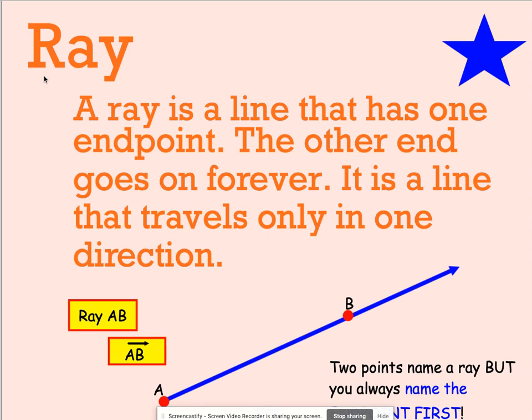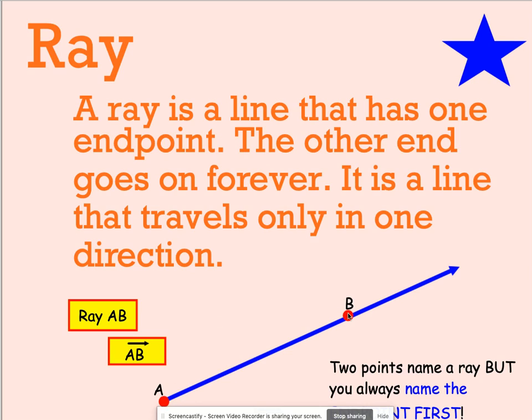Our next figure is a ray. A ray is a line that has one endpoint. The other end goes on forever. It is infinite. So a ray has a beginning point. You should think of it similarly to a ray of light. It begins at a source and then it travels forever in one direction.